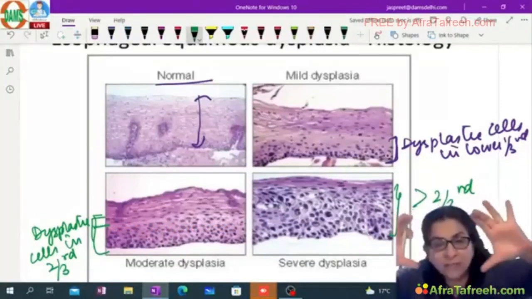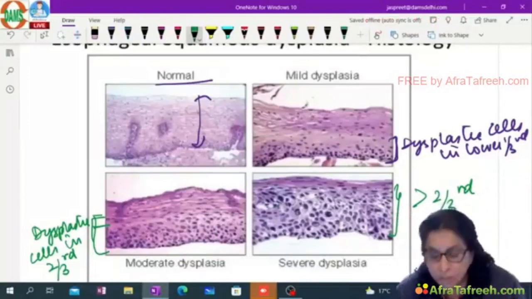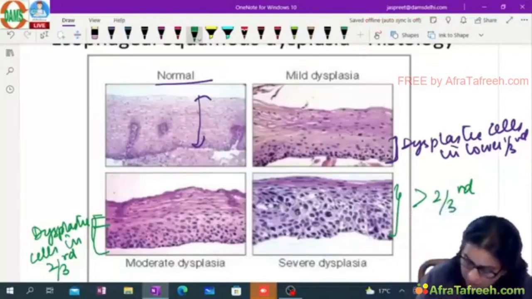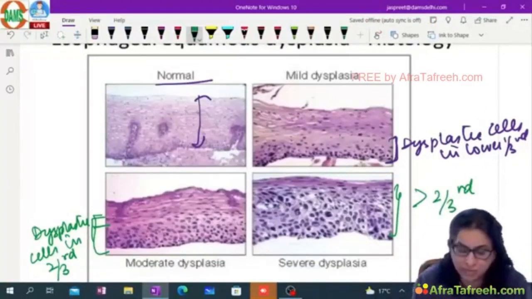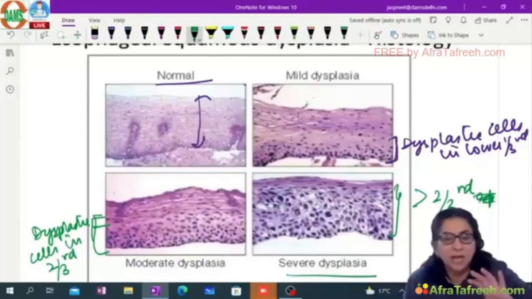And if the full thickness epithelium is full of dysplastic cells, that becomes carcinoma in situ. But in all these, you see mild dysplasia, moderate and severe. Here in all these, the basement membrane is intact. So more than 2/3 of the epithelium occupied by dysplastic cells is severe dysplasia.